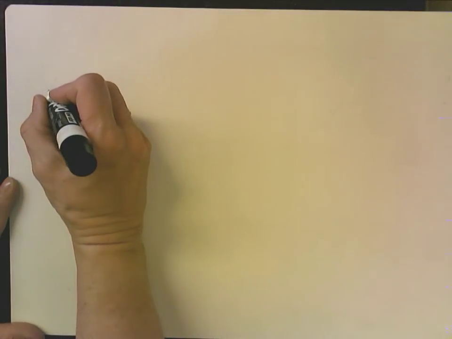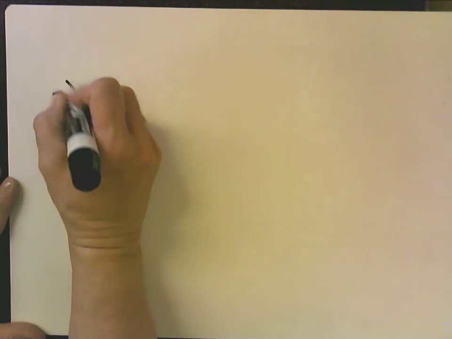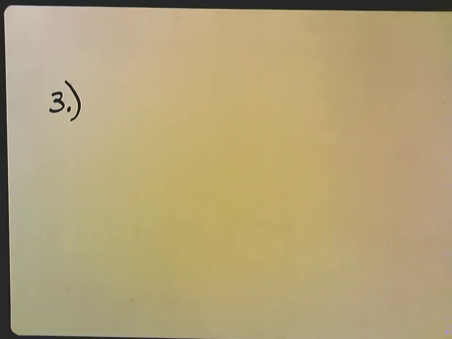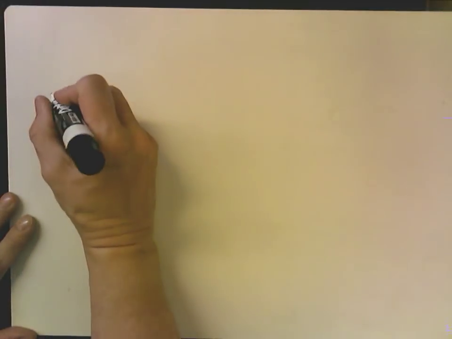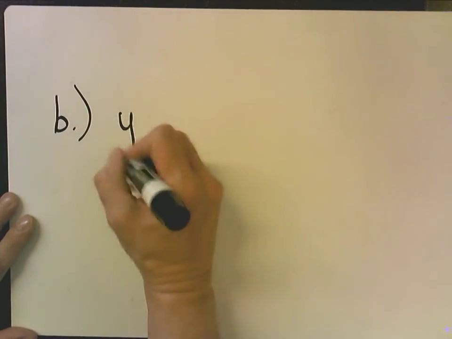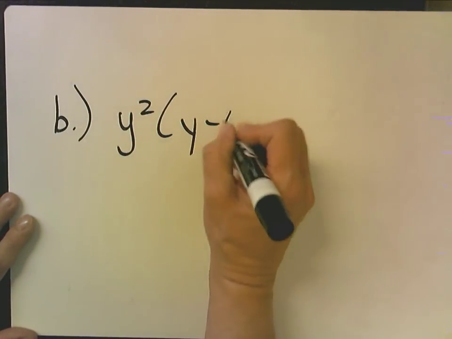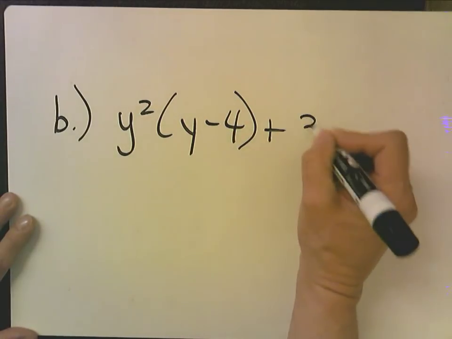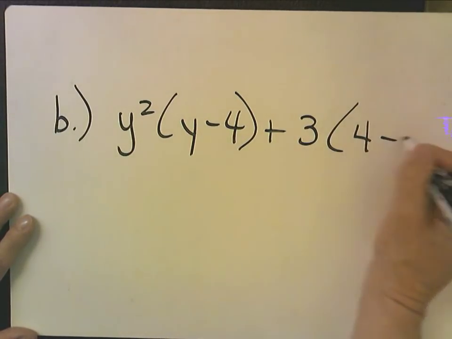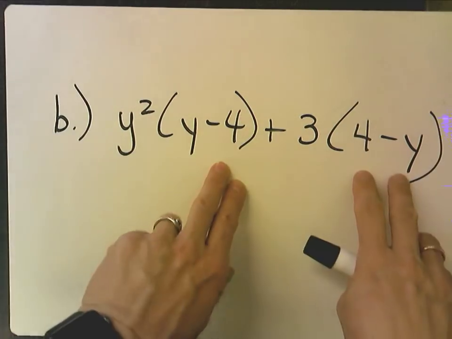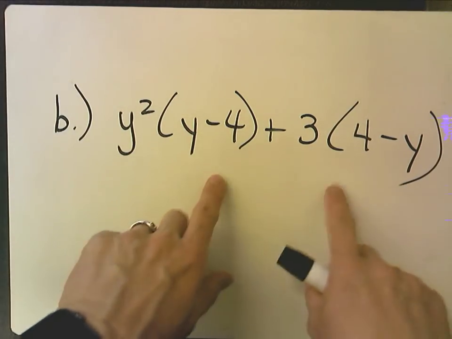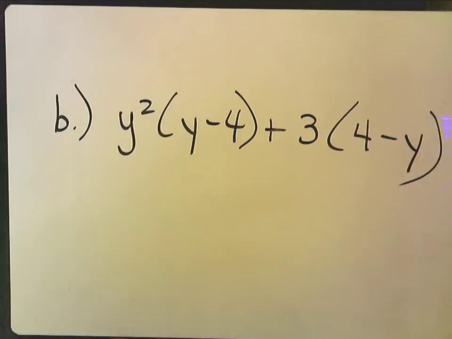Now, if we look at number 3, we notice there's an n minus 1 and there's a 1 minus m. So I'm going to tell you, let's hold off on number 3, and let's go back to example 1b. So y squared times y minus 4 plus 3 times 4 minus y. And notice I have the same problem. It seems like I have the same number and same variables, but opposite signs.